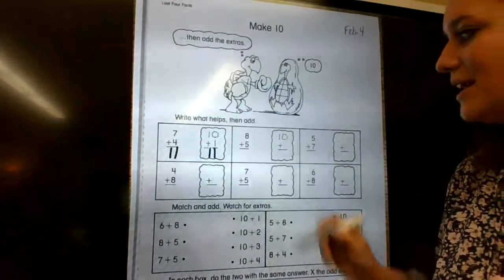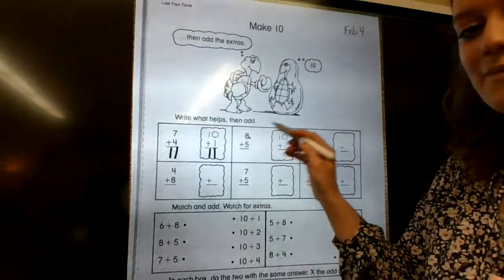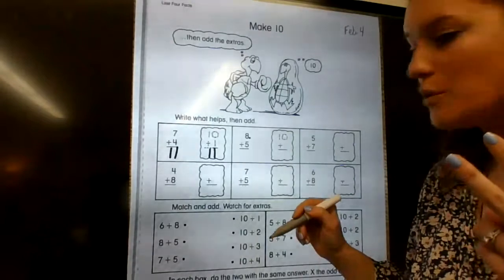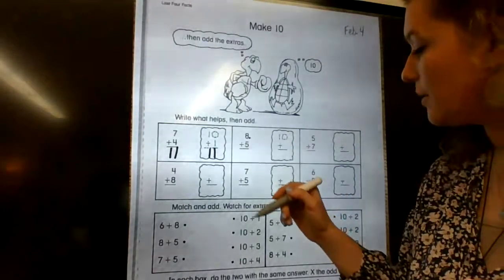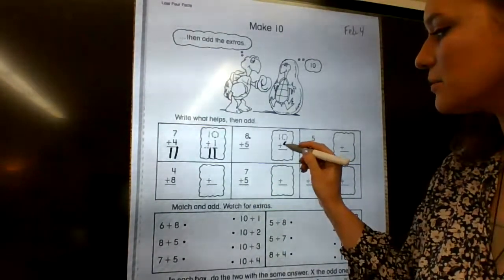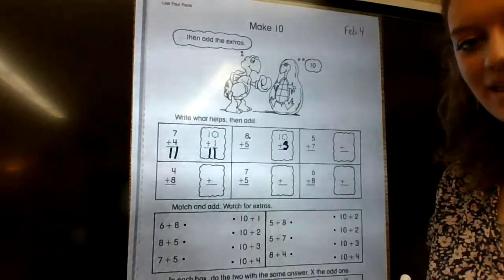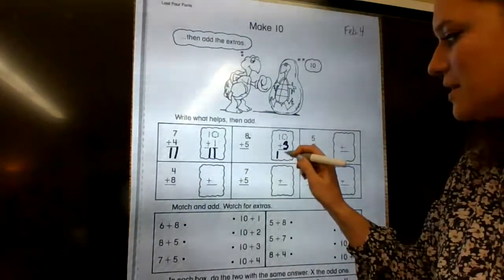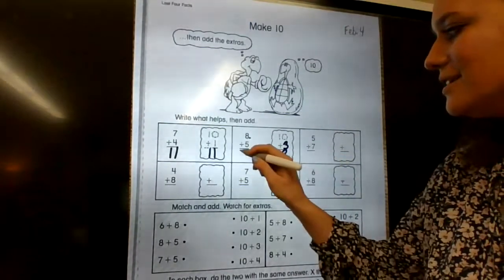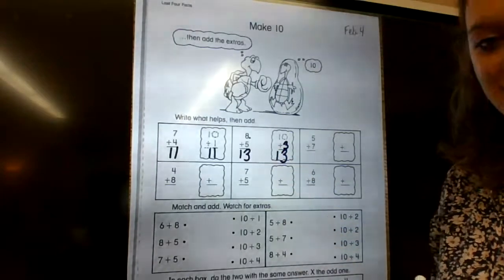The second one, we said to get from 8 to 10, we needed 2 more. So that took 2 away from those 5. So there were 3 left to work with. So 10 plus 3 was 13. So 8 plus 5 is 13.